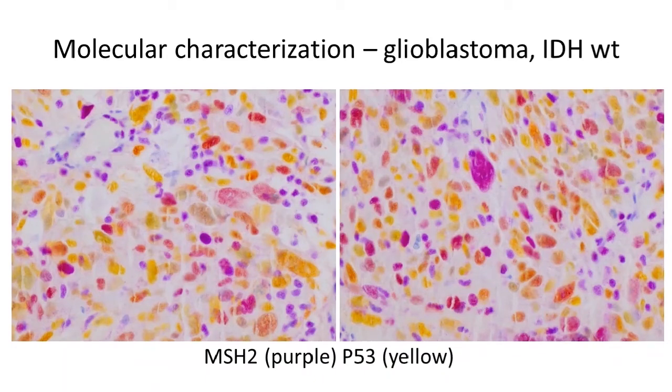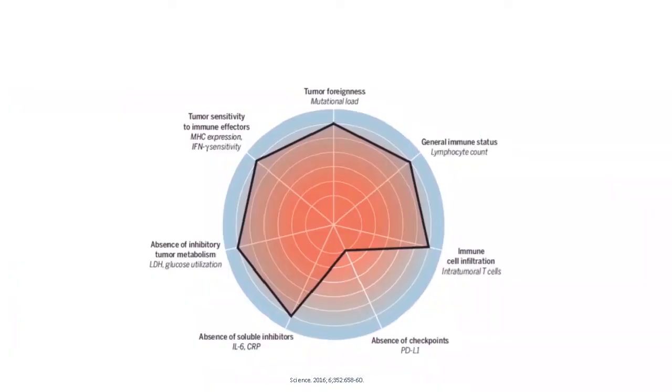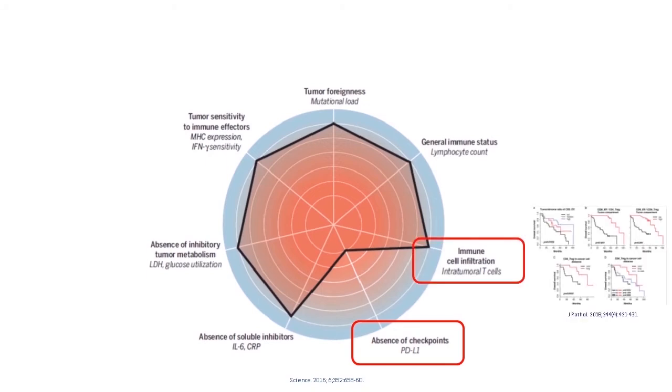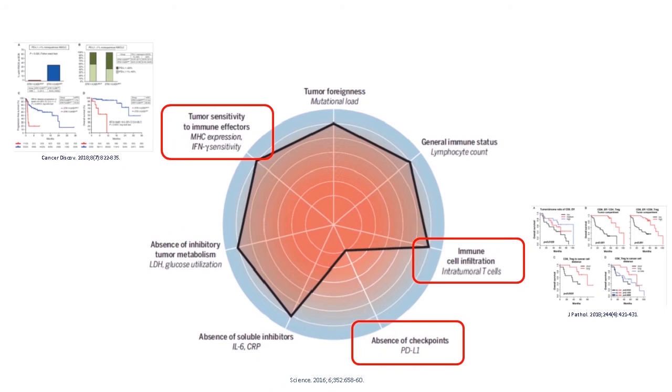So we then decided to again multiplex and use MSH2, which is seen here in purple, and p53 in yellow. So you see quite a few cells only have the p53 in their nucleus and are lacking MSH2, because if they combine, you actually see that these cells show up as red cells. So by doing that, you can actually show that the tumor cells which are p53 positive are also the ones which lack MSH2.